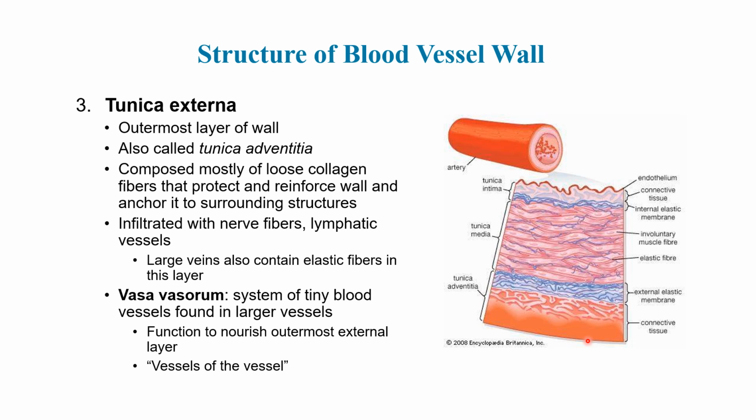Then there are vasa vasorum. What are vasa vasorum? This is the blood supply of the vessel. So vasa vasorum basically means vessels of the vessel. These are tiny vessels which supply the outermost external layer of the blood vessel. And where does the internal layer, like the intima, get its nutrition from? From the blood which is in the lumen.